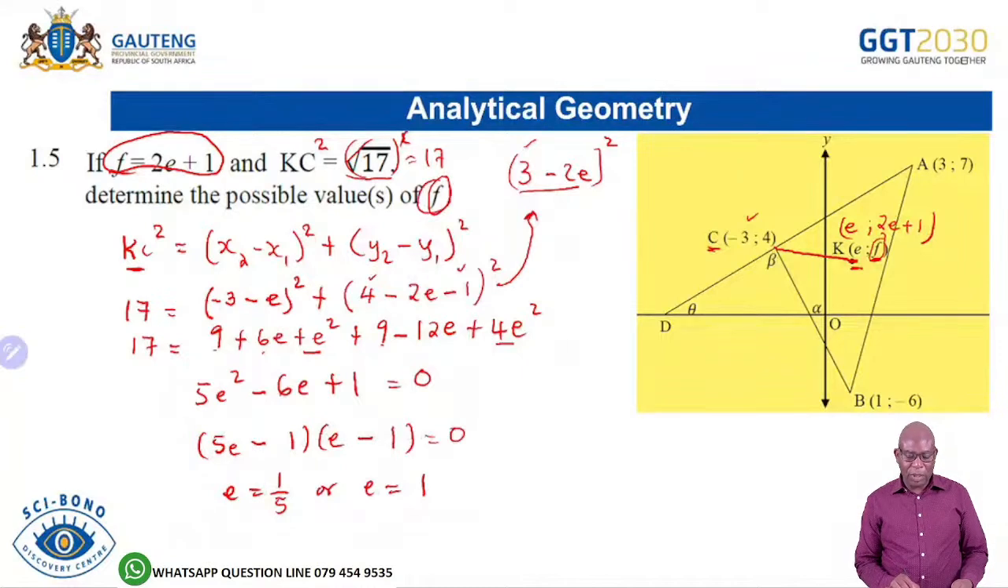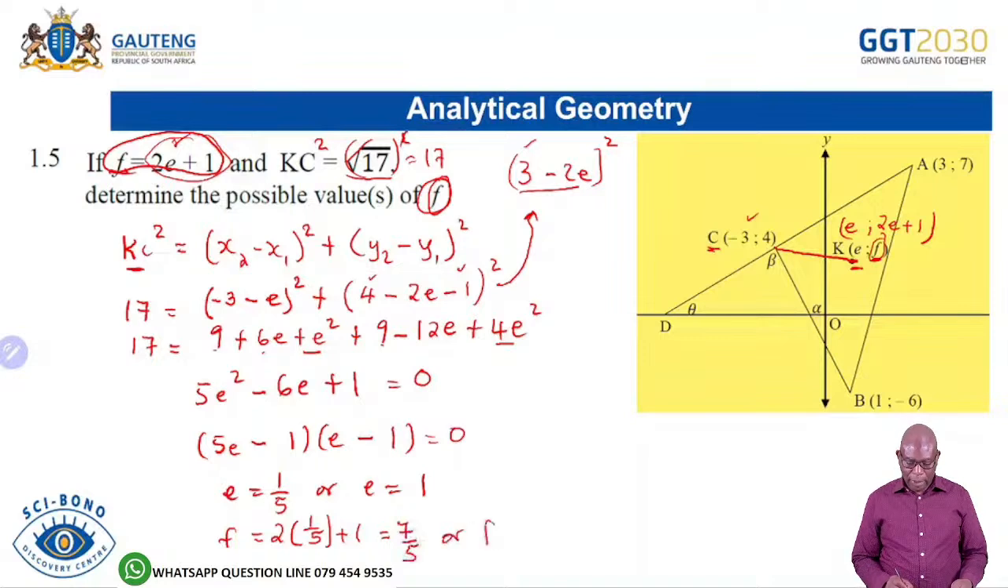But the question wants us to get the value of f. So which means I already know that f is 2e plus 1, but I know what e is. So I'm going to say f is equals to 2 times 1 over 5 plus 1, which will give me 7 over 5.